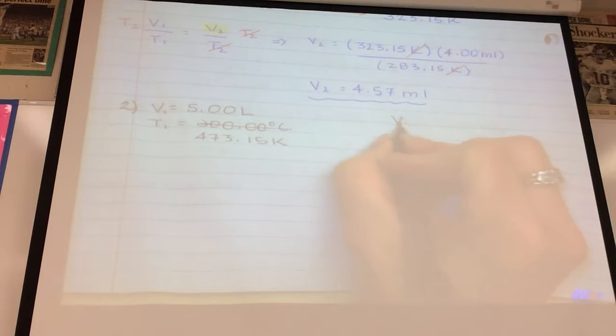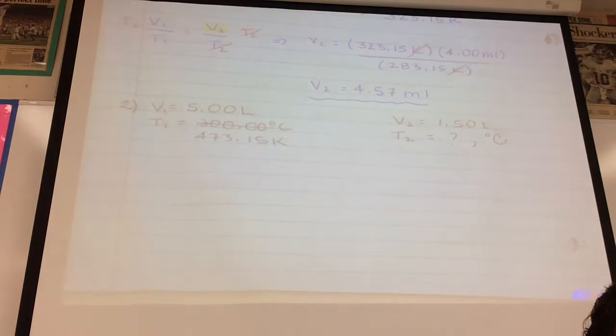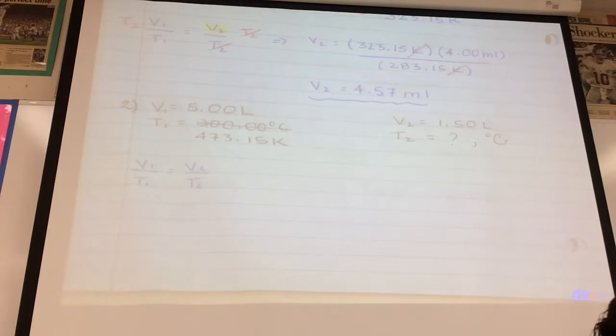Now the volume's going to decrease. If the volume's going to decrease, what would you predict the temperature's going to do? Decrease as well. They are asking for the temperature in degrees Celsius. You still must do the problem in Kelvin, and then you'll subtract 273.15 at the end. I have V1 over T1 is equal to V2 over T2. And now I want to solve for a variable that's in the denominator.